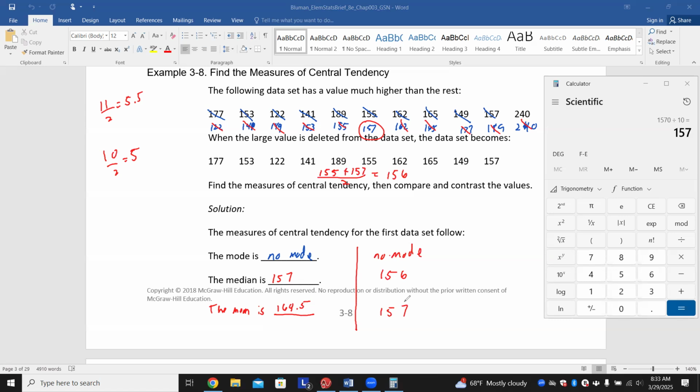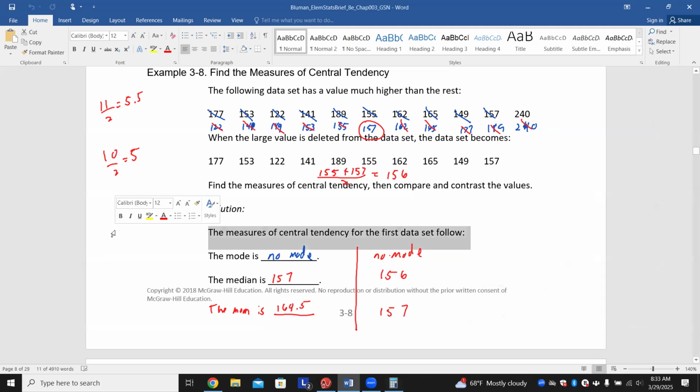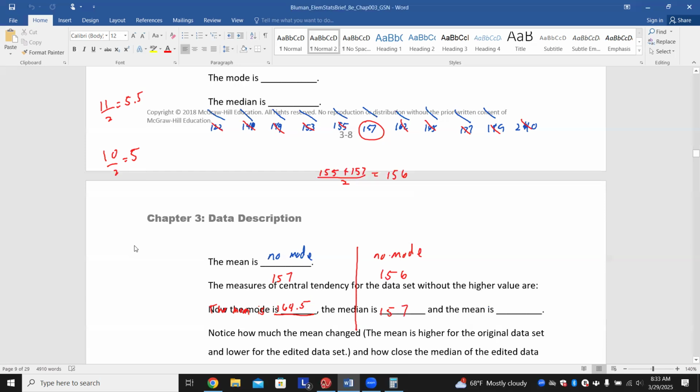So again, there's the answers. I just wanted to keep the data there. So again, there's your no mode, 156 for the median, and then the mean was 157.